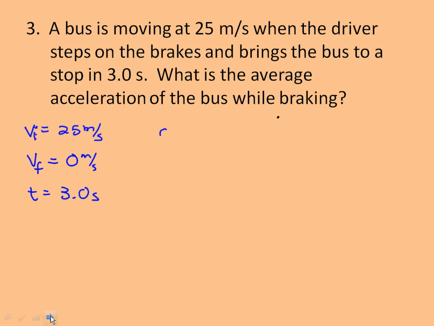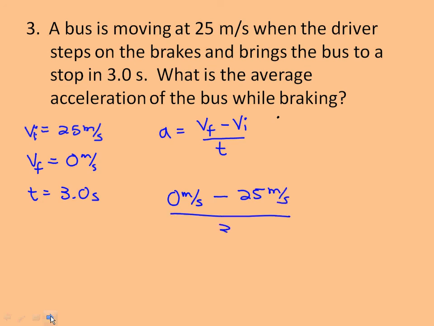Again, average acceleration is your final velocity minus your initial velocity over your time period. So you have 0 as your final, because you're coming to a stop, minus 25 meters per second, all divided by 3 seconds. Do your math. Look at sig figs. Looks like 2, 8.3 meters per second squared. And let me bring in that negative, because it is slowing down. It's decelerating.